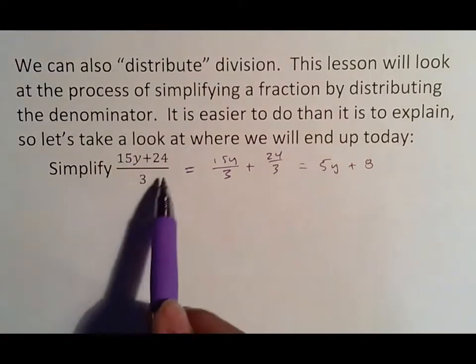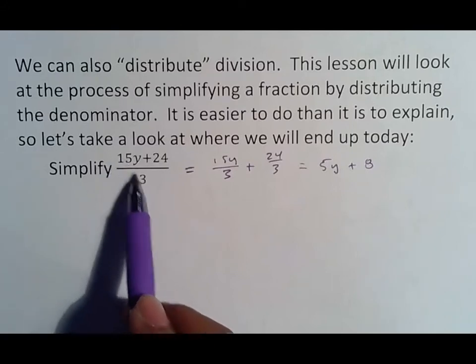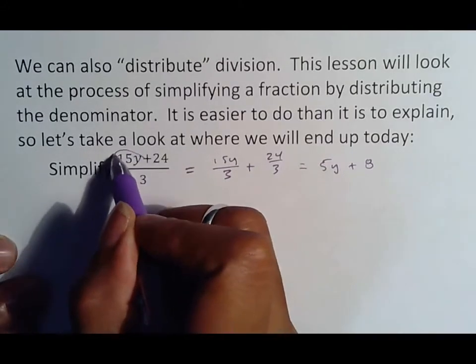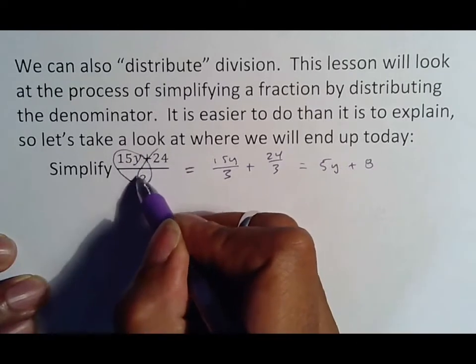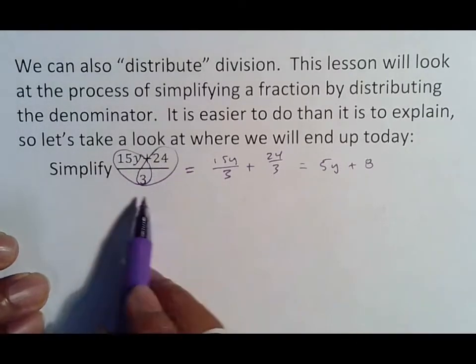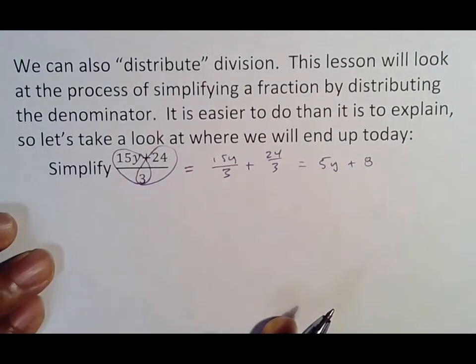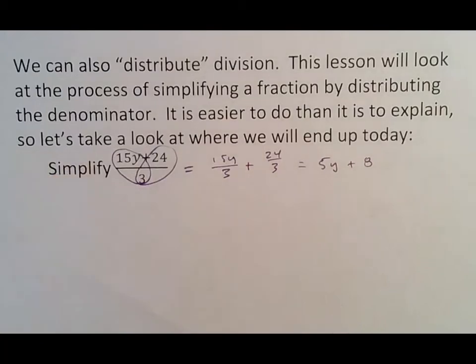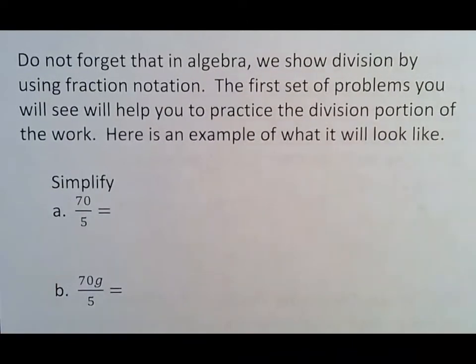Again, whenever we have this situation that says simplify, you are simply going to split the fraction based off of that denominator. Notice again, 15y over 3 plus 24 over 3. So you're distributing this 3 to both of these numbers through division. Just like you can distribute the multiplication, you're also going to distribute the division. Alright? Do not forget in algebra that we show division by using fraction notation. That's really the key to this whole thing.